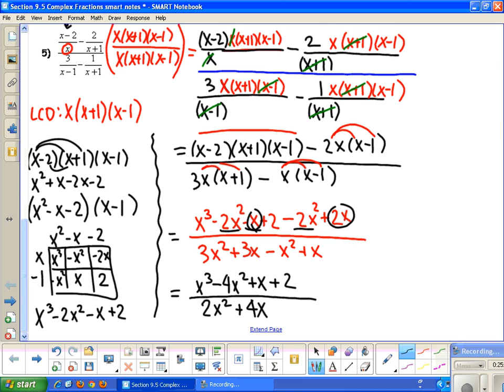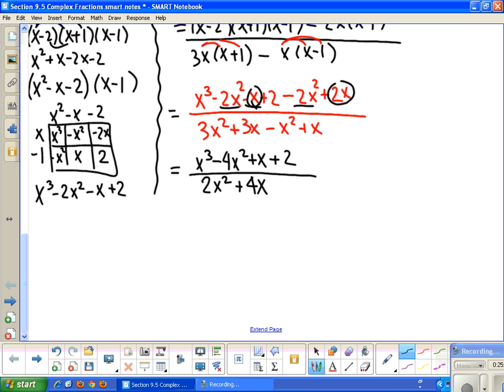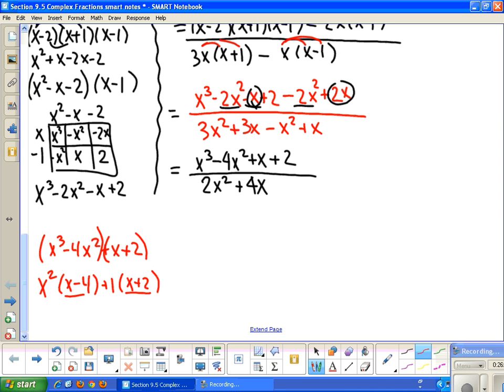So I'm not done because I want to see if I can factor this all to simplify anything now that I've combined everything into one fraction. Most of the time you can't, but sometimes we can. So this would be factored by grouping in my numerator, x cubed minus 4x squared plus x plus 2. So if I group these two and these two together, I would get x squared times x minus 4, and then you can't factor anything out, so plus 1 times x plus 2. Since these are not the same, I can't do factor by grouping, so that's not going to factor.